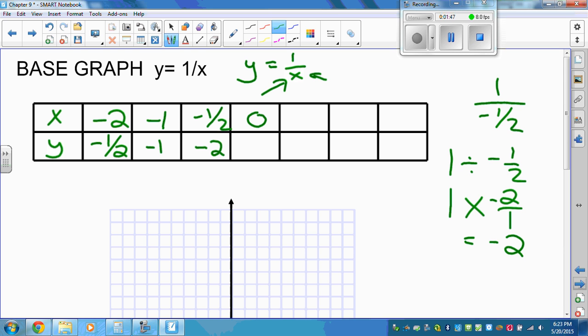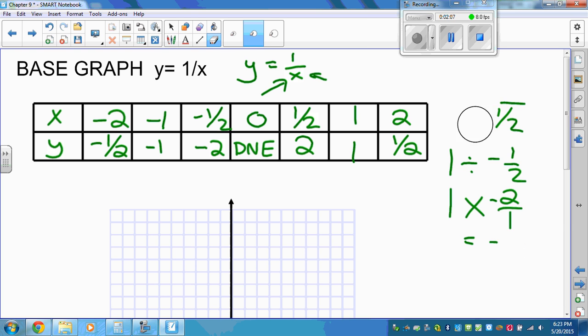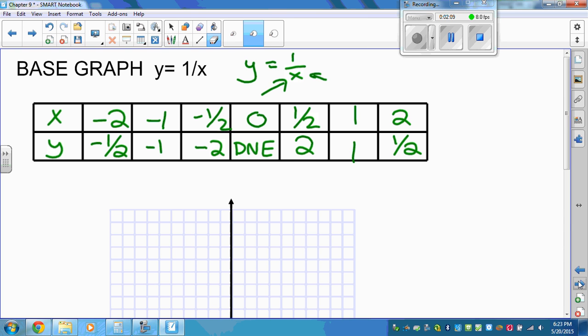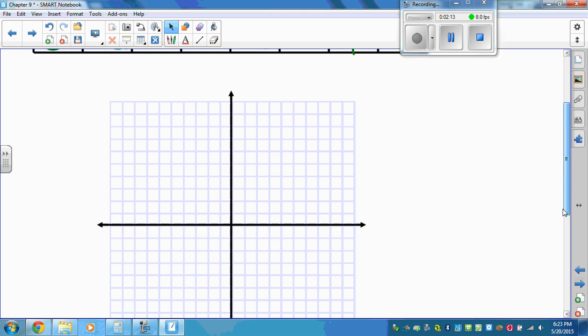At 0, 1 over 0 does not exist. Okay, now we're going to go up positively. At 1 half, 1 divided by 1 half is the same as 2. 1 over 1 is 1, and at 2, 1 over 2 is 1 half. So let's see what that looks like. Let's plot those points on the graph. This is going to be a really good reference that we're going to use.